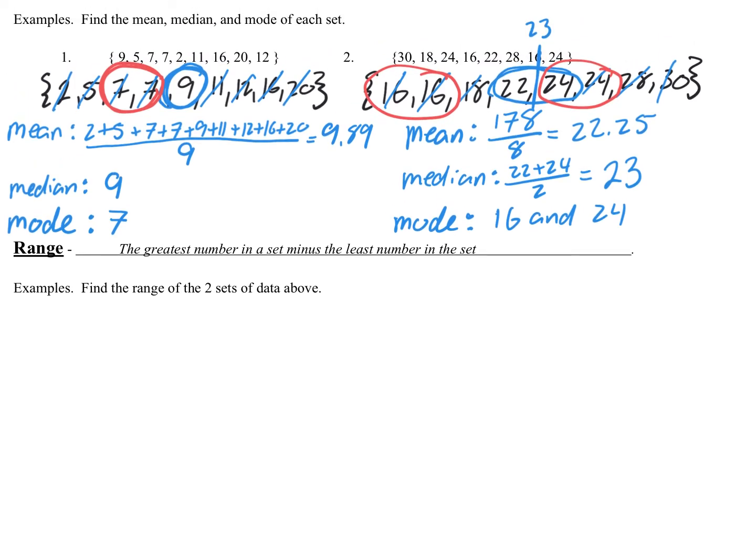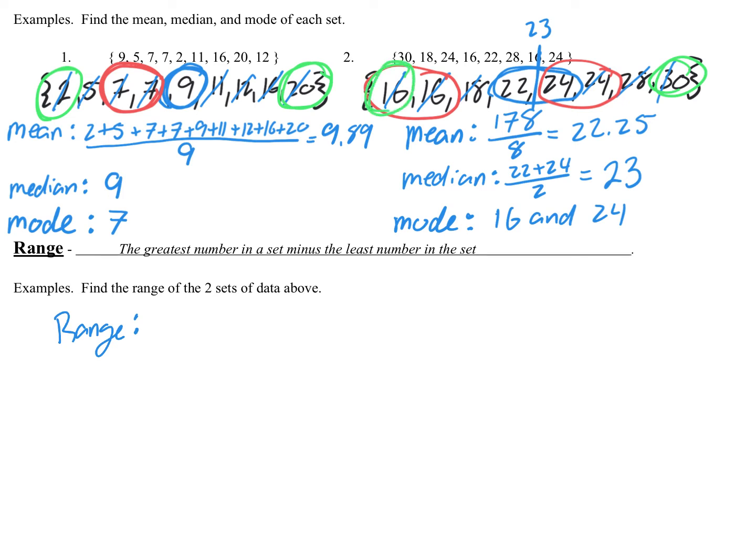The last piece of information we're going to find is what we call the range. So the range is the greatest number in the set minus the least number in the set. So we're going to find the range of both of these sets. When they're in least to greatest, it's quite easy to find our range because our greatest number is on the right and our least number is on the end for both of our data sets.